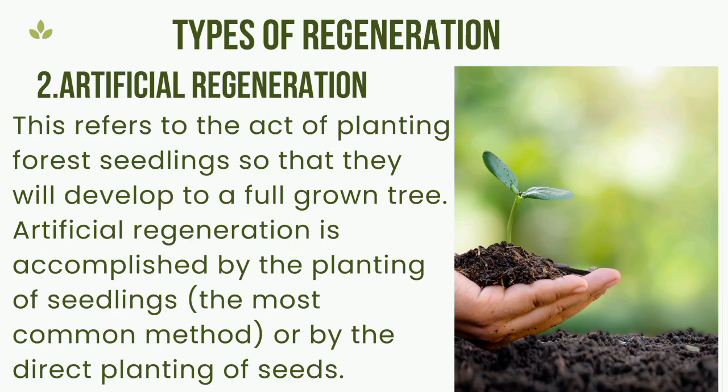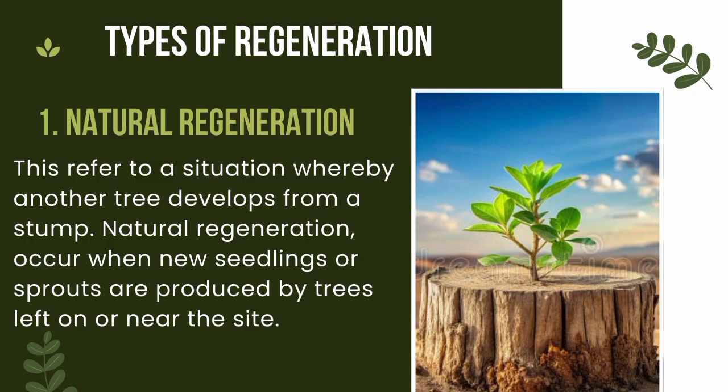In artificial regeneration, you are planting seedlings, while in natural regeneration, you allow the stump of a tree to develop on its own again. You don't need to plant another tree. It is the tree that was cut down that will continue to regrow on its own. That is called natural regeneration.